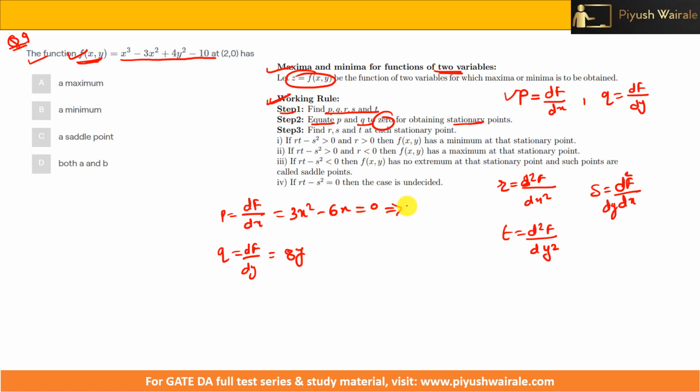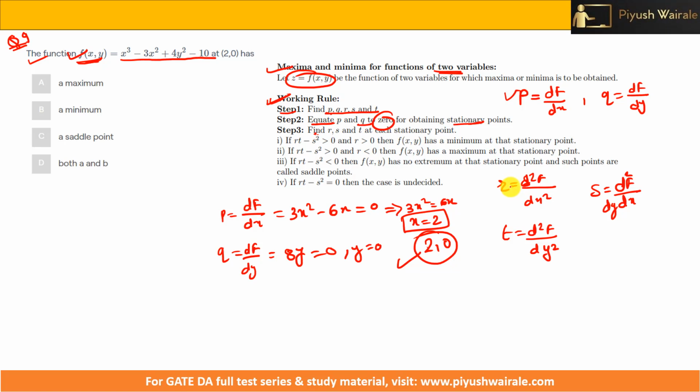If I equate p to 0, what will I get? Basically, 3x square equals 6x, so x will get cancelled, x equals 2, right? And if I equate q to 0, y equals 0. So these are my stationary point, right? My stationary point is 2 comma 0. Now my third step is to find the values of r, s and t. So what is the value of r?